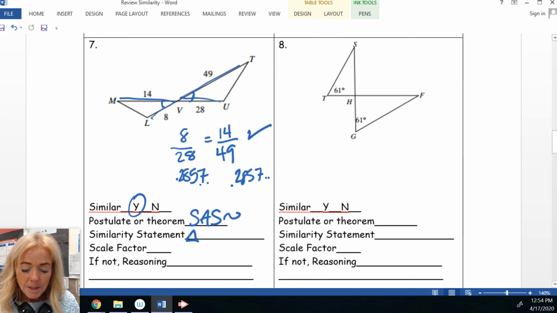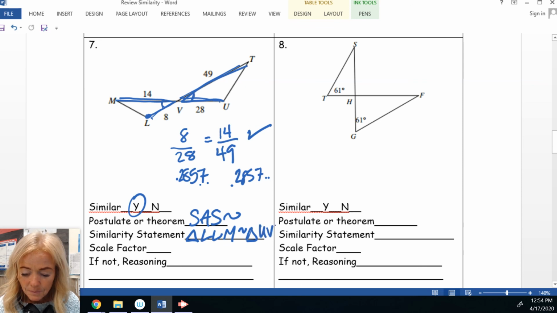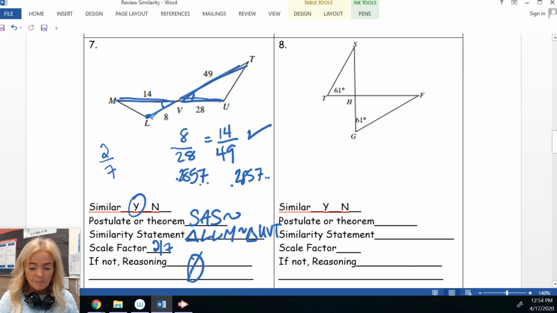So the similarity statement, let's see, we'll start on the smaller side. LVM is similar to triangle, start on the smaller side, UVT. All right, and the scale factor is 8 to 28, which simplifies to, we can divide out a 2 or a 4. We can divide out a 4 and get 2/7. So 2 to 7, and we don't have to fill that out.